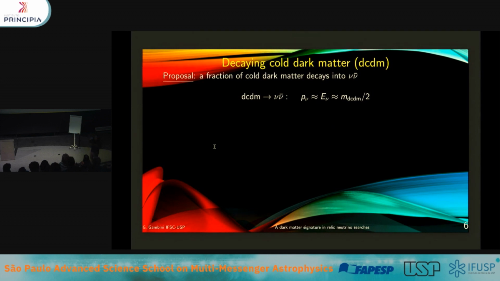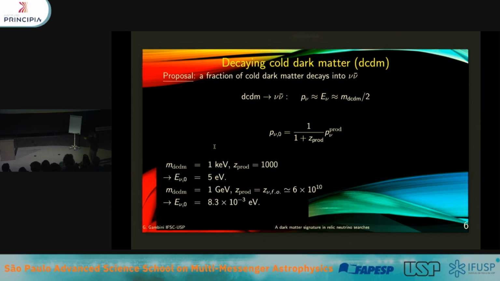And if the dark matter is cold, the energy of the neutrinos will be about half the mass of the dark matter. The momentum, after the evolution and expansion of the universe, as neutrinos lose energy, will be reduced by the redshift. And for these benchmarks that I'm showing you here, for example, for a keV dark matter that was produced near, for instance, after the CMB, this neutrino would be keV, and now would be like an eV neutrino.